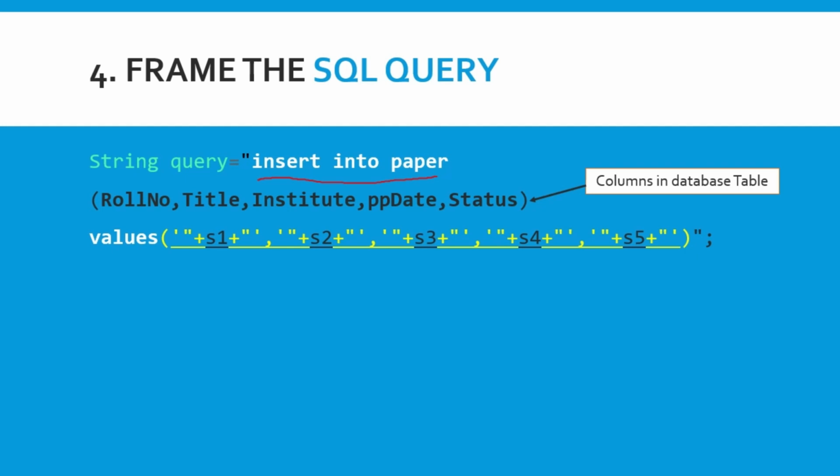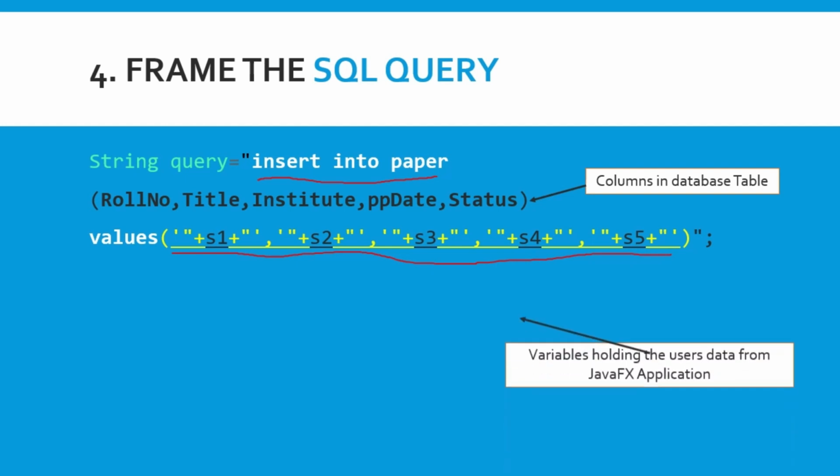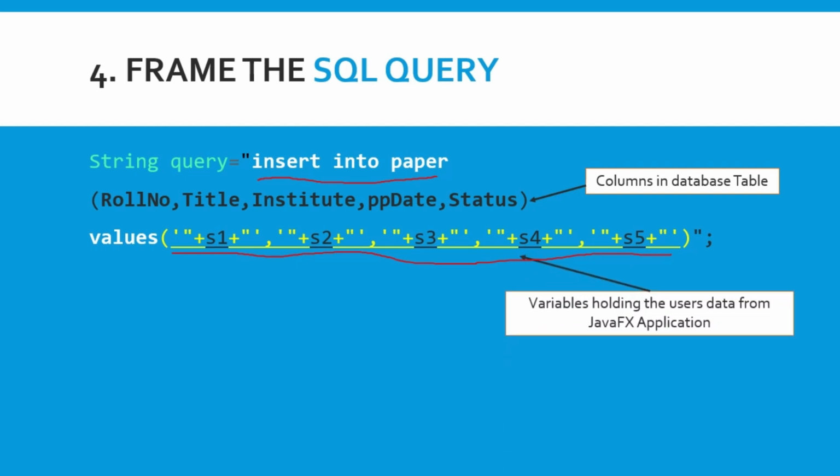So you have to mention the columns and then followed by the keyword values, followed by the values to be inserted. So these are the values to be inserted. These are not the direct values. These are the variables which hold the values. So you have to fetch the values from the front end, that is from your Java application, and then store them into the appropriate variable.